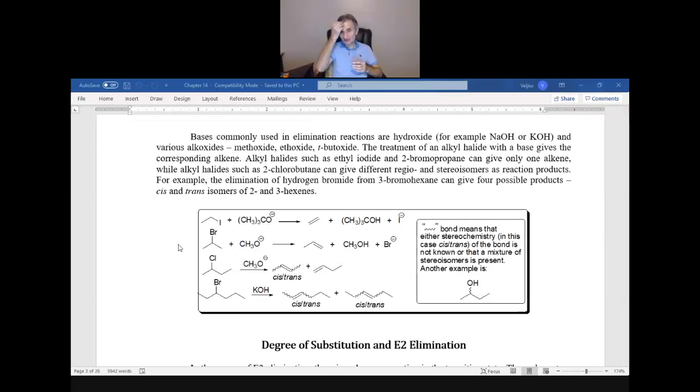Typical bases that we are using in these reactions are hydroxide bases, like sodium hydroxide, potassium, lithium hydroxide, or various alkoxides. They also work really well. Those would be methoxide, ethoxide, and particularly t-butoxide, tertiary butoxide. Tertiary butoxide is very good because it's very strong base. We covered that in chapter 12. It's very strong base, but it's not nucleophilic. So there is no competition with substitution reaction.